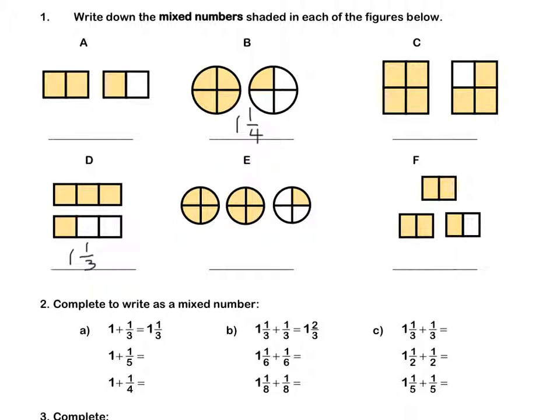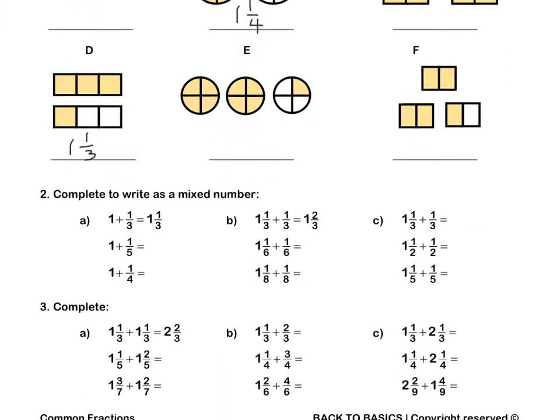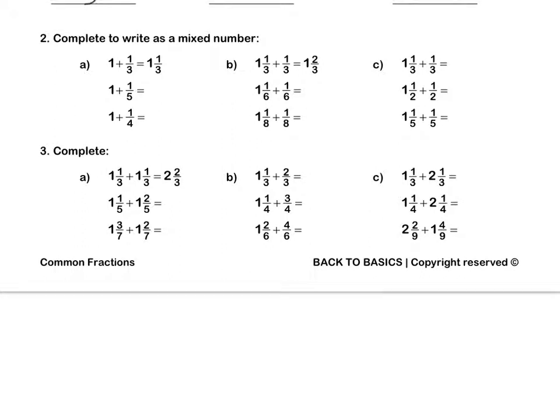Pause this video to complete question 1 by yourself. When you are ready, press play for question 2. Question 2. Complete to write as a mixed number. 1 and a third is 1 and 1/3 as a mixed number. B, 1 and 1/3 plus another third is 1 and 2/3.